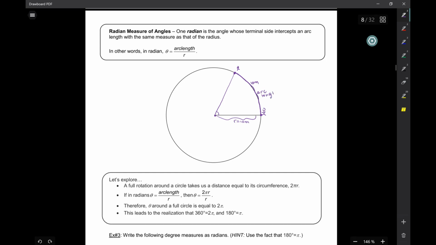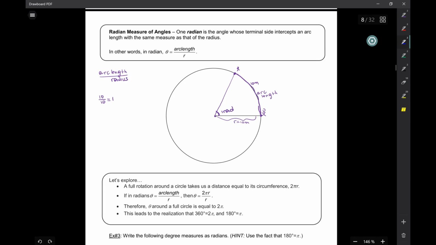That's another one that you learned in geometry last year, isn't it? So now, if I did arc length over radius, just the ratio of the arc length to the radius, because trig is all about ratios, arc length over radius, what would that give me? 10 over 10, that's a 1. So what does that mean? When you walked the same distance as the radius, that angle you made is equivalent to 1 radian.